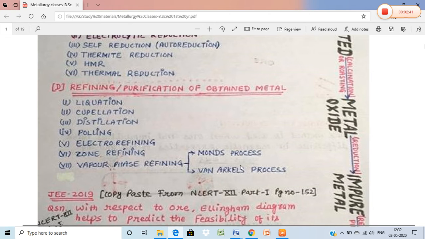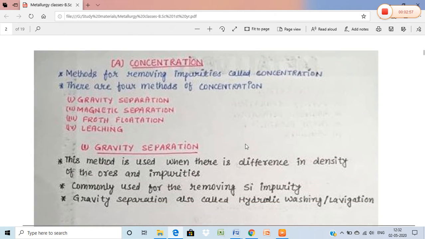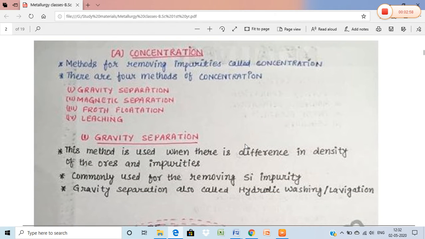Here Mond's process and Van Arkel process are very common. In Mond's process we purify nickel: from nickel tetracarbonyl we get pure nickel. Now we are moving to concentration. What is concentration? It is a method for removing impurities.